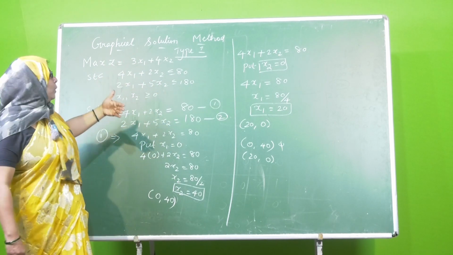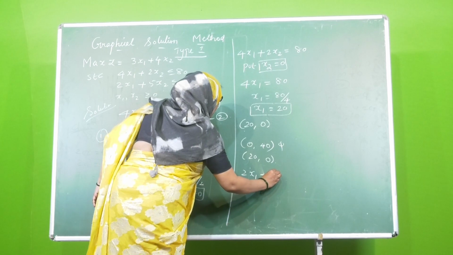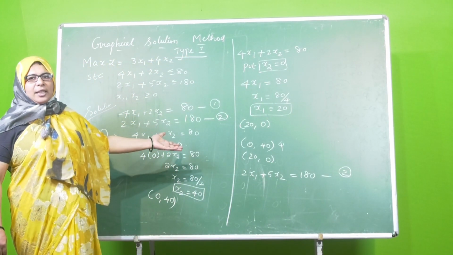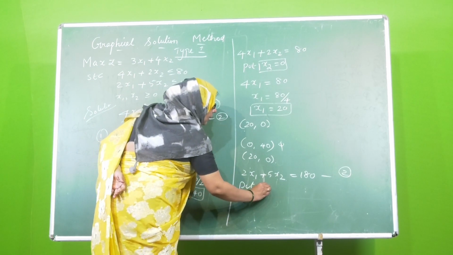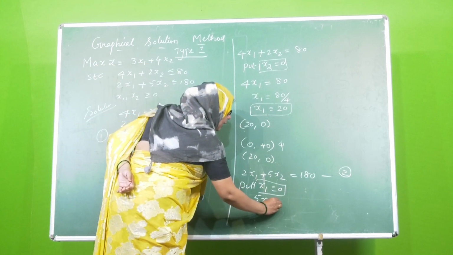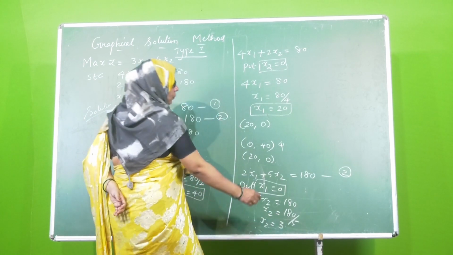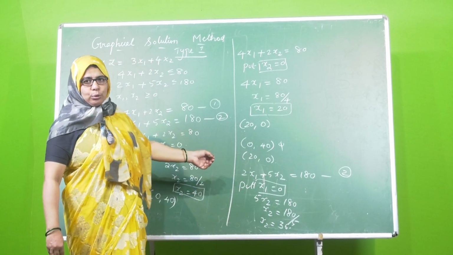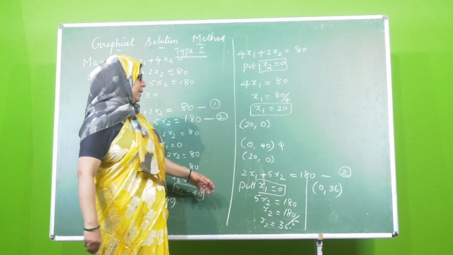In the same procedure we follow for the next equation. What is the next equation? 2x1 plus 5x2 is equal to 180, equation 2. In the same way, put x1 is equal to 0. What are we getting? 5x2 is equal to 180, so x2 equal to 180 divided by 5, x2 equal to 36. So the point, x1, x2, is 0, 36. This is the first pair of points of equation 2.